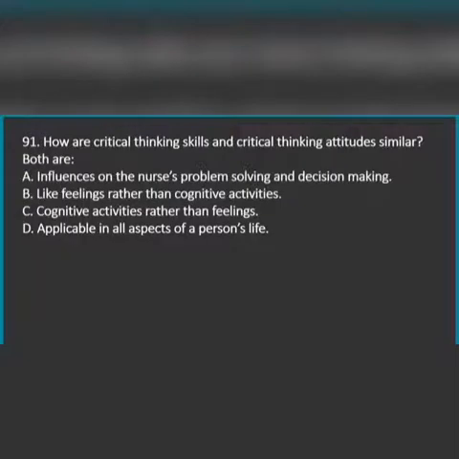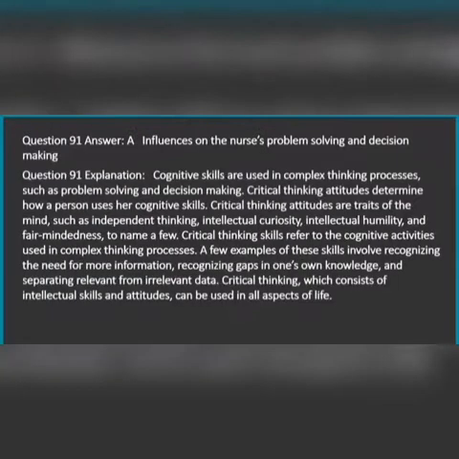Both are. A. Influences on the nurse's problem-solving and decision-making. B. Like feelings rather than cognitive activities. C. Cognitive activities rather than feelings. D. Applicable in all aspects of a person's life. Question 91 Answer. A. Influences on the nurse's problem-solving and decision-making.